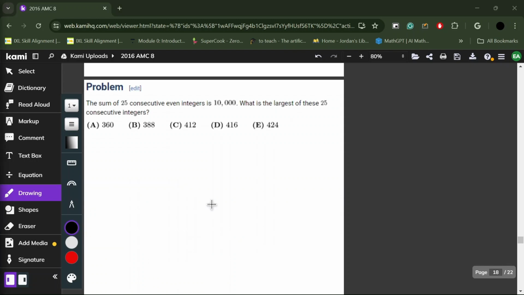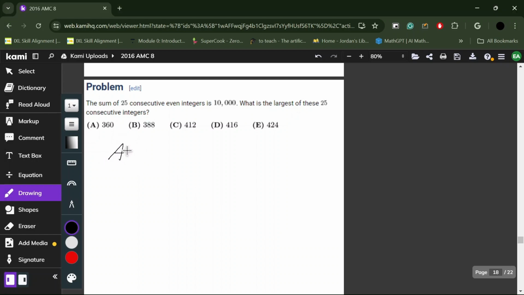The sum of 25 consecutive even integers is 10,000. What is the largest of these 25 consecutive integers? So for this problem, I'm going to show a different way to solve it. Since we know that the sum is 10,000 and there's 25 numbers, we can actually use the mean or average formula for it.